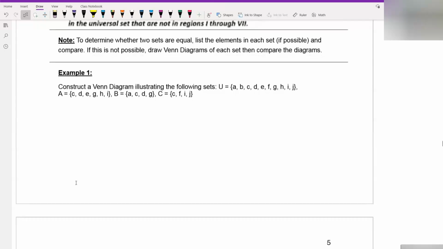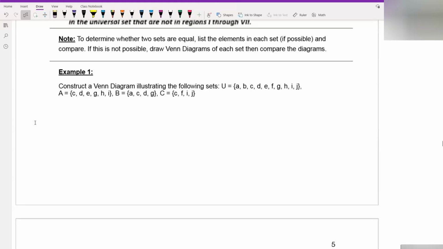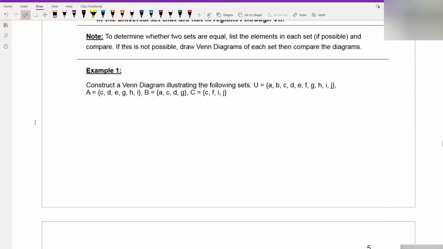Example number 1, construct a Venn diagram illustrating the following sets. We have the universal set, A, B, and C. We are going to do exactly the same thing, following the steps that we had on top. First, we have to find the intersection between the 3 sets. So we have to find those members that are in A and B and C. So here is what they have in common.